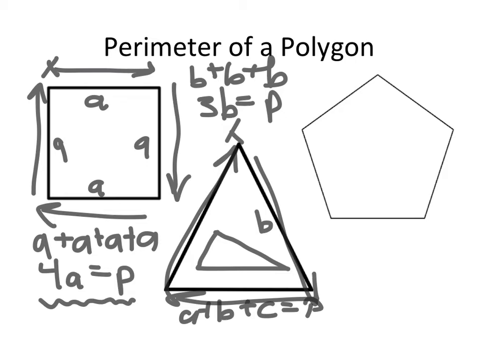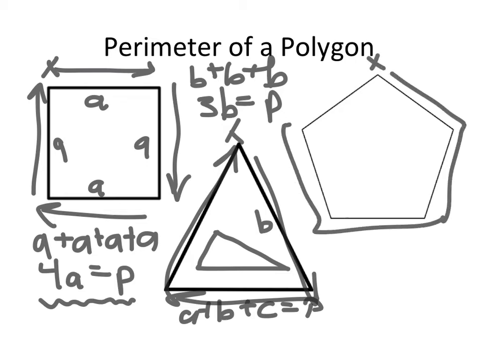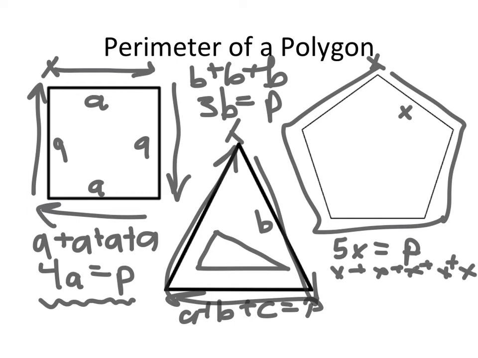So here we have a pentagon. If we are finding the perimeter of the pentagon, we're going all the way around the outside. Each of these sides is the same because it's a regular pentagon. So if we call one side X, we could say 5X equals perimeter, because we're adding X 5 times, which is the same as taking it times 5. We could also make sure students understand that's X plus X plus X plus X plus X.